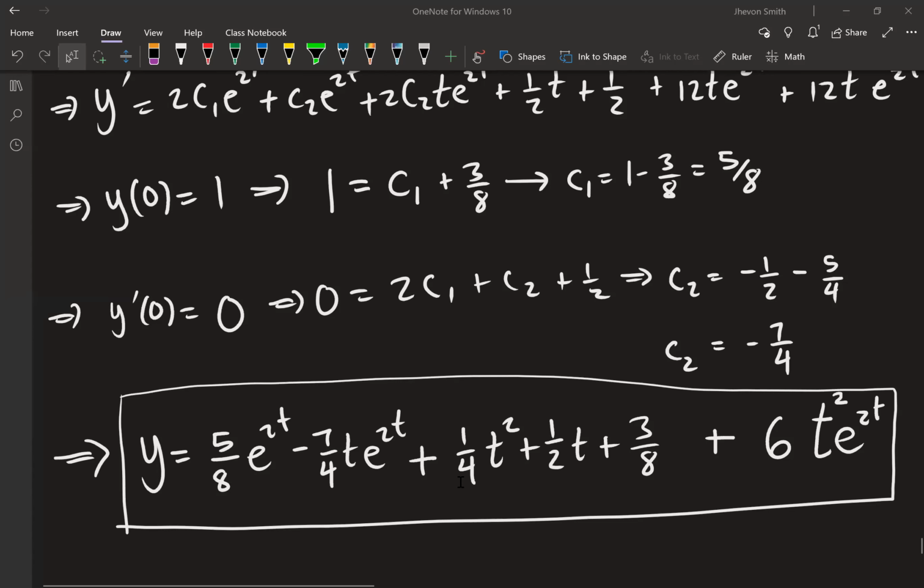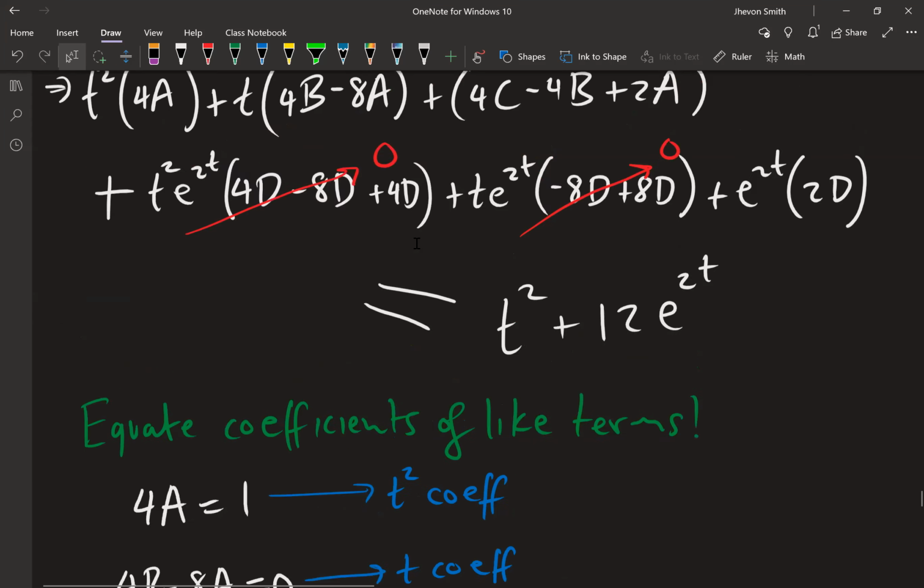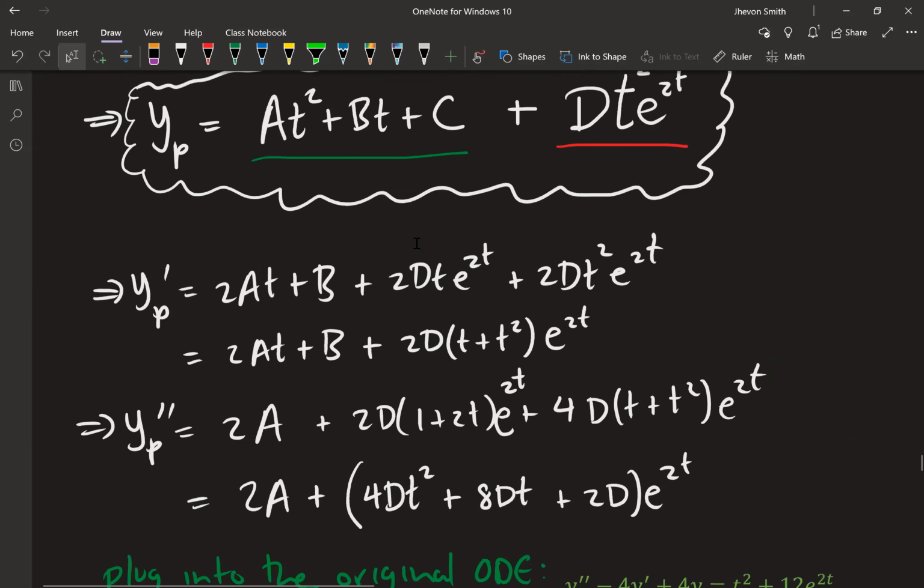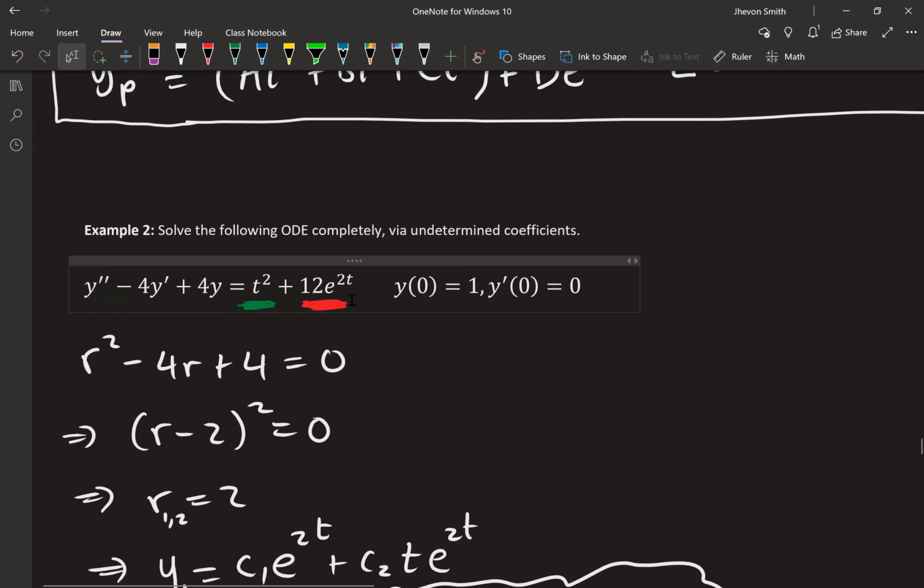Variation of parameters works in all instances. Variation of parameters is a general method. The one that you have to worry about that might not work is undetermined coefficients, actually. Now, I didn't actually do variation of parameters for this.